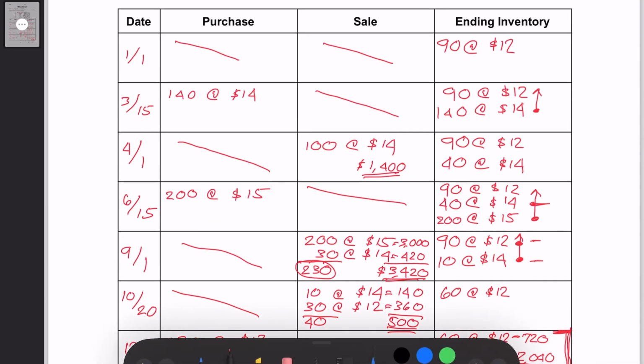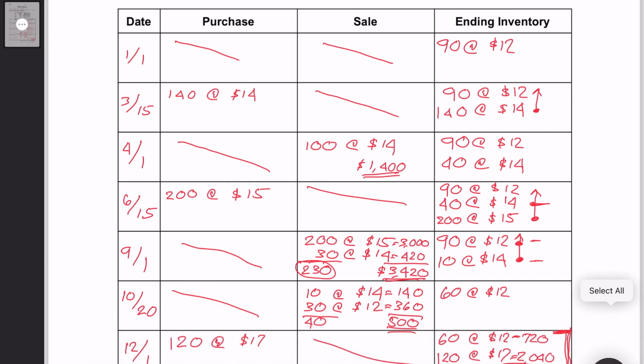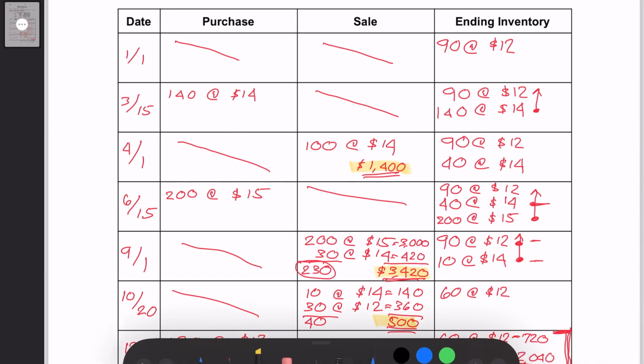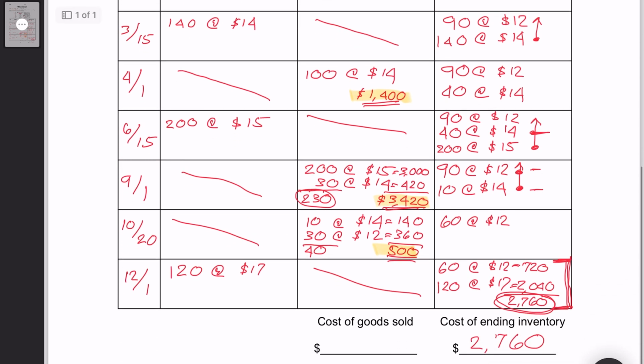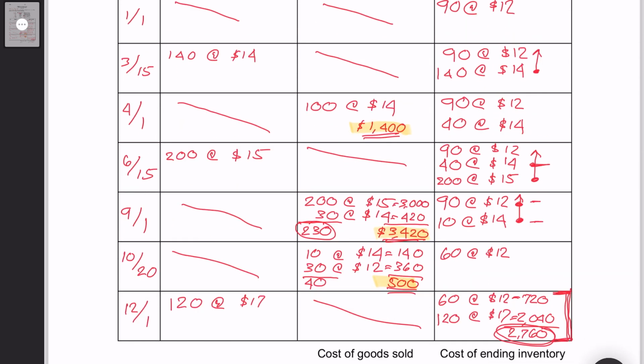Okay, so I'm actually going to go ahead and grab a highlighter here so that we can highlight them. Now we have to take all of these, our $1,400, our $3,420, and our $500, and we need to add these all together to come up with our cost of goods sold, $5,320. All right, and that's how we would complete this cost of goods sold and ending inventory using the perpetual LIFO system.